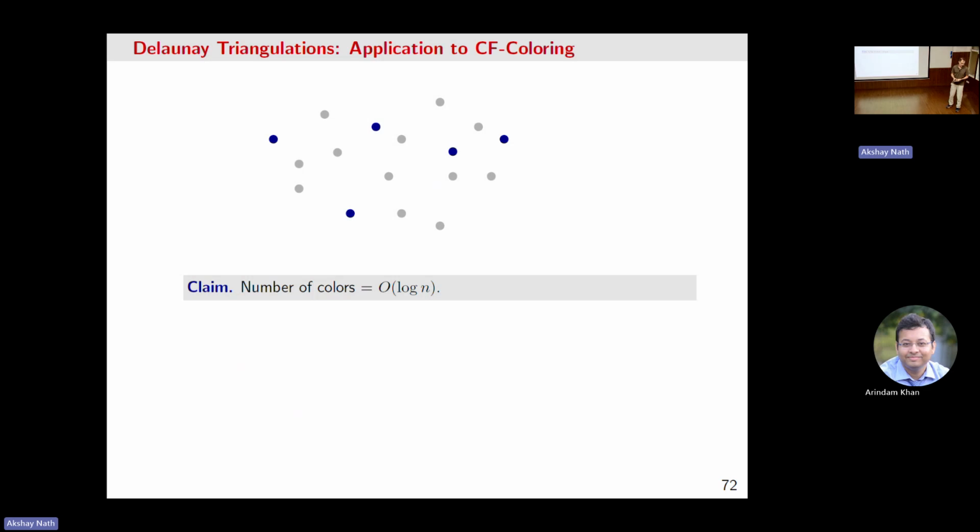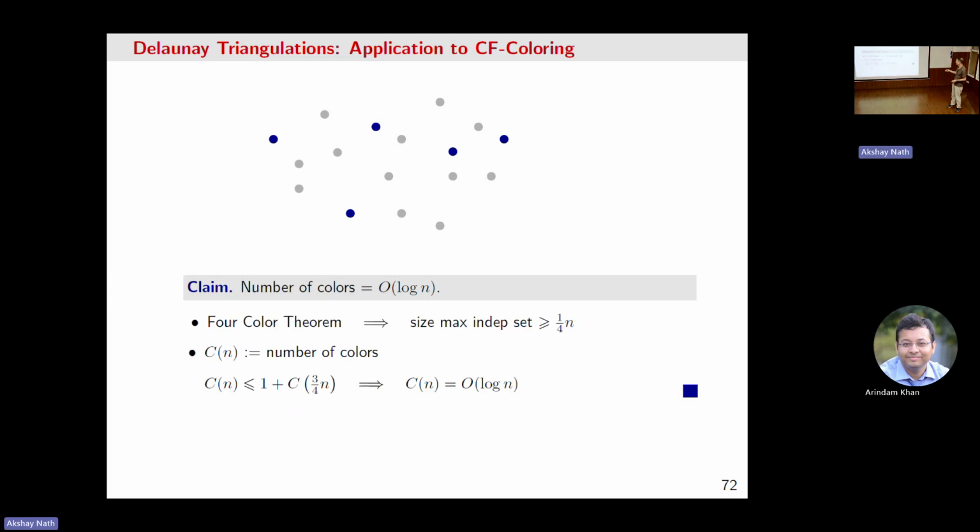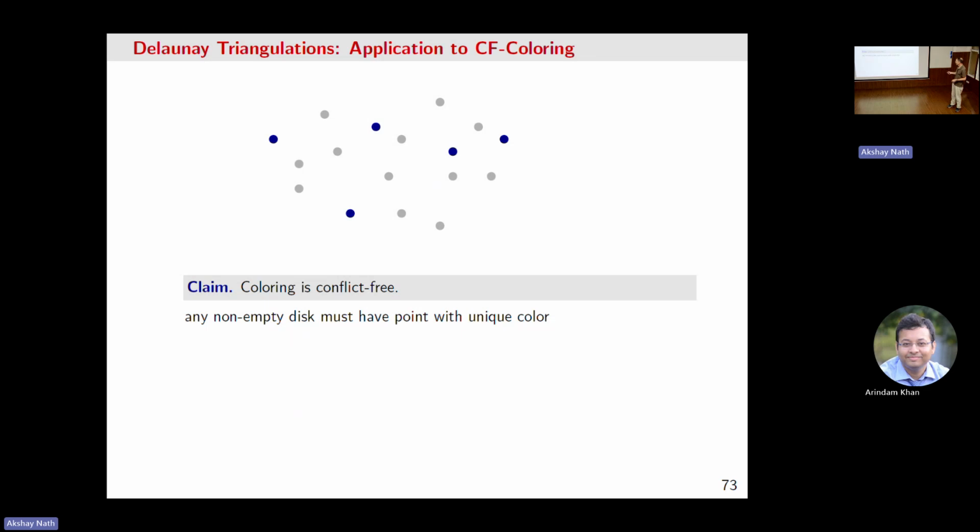So why is it conflict free? So what I have to prove is that, okay, this was what we had. What we have to prove is that any disk, if it contains at least 1 point, then one of the points has a unique color.